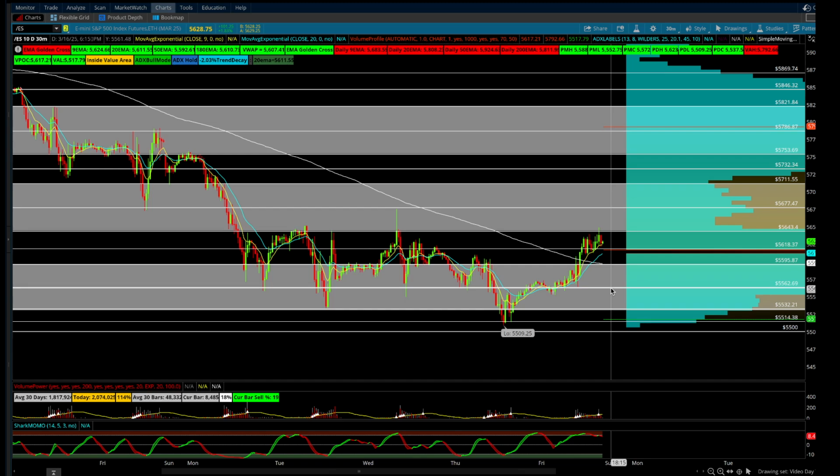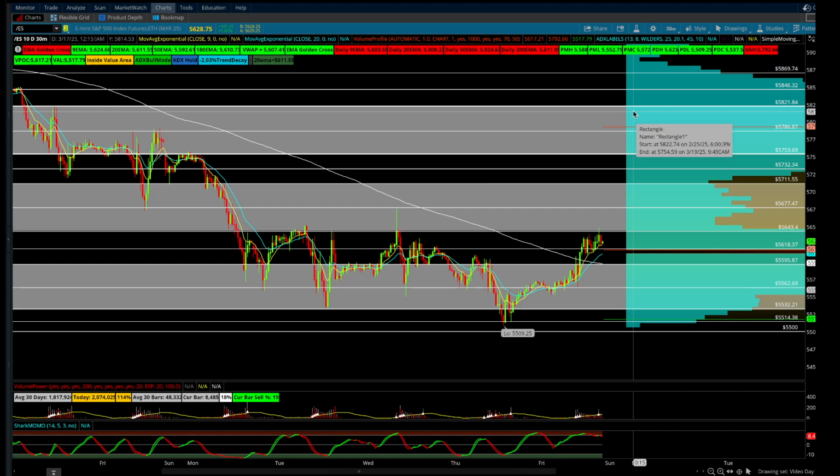That can happen again, and if we start to break under that, well then I'd be watching 55.32 and back down to the lows from Thursday, so closer to that 5,500 once again. Again, the low was 55.10, basically 55.09 quarter on Thursday. So we will be paying attention to that.